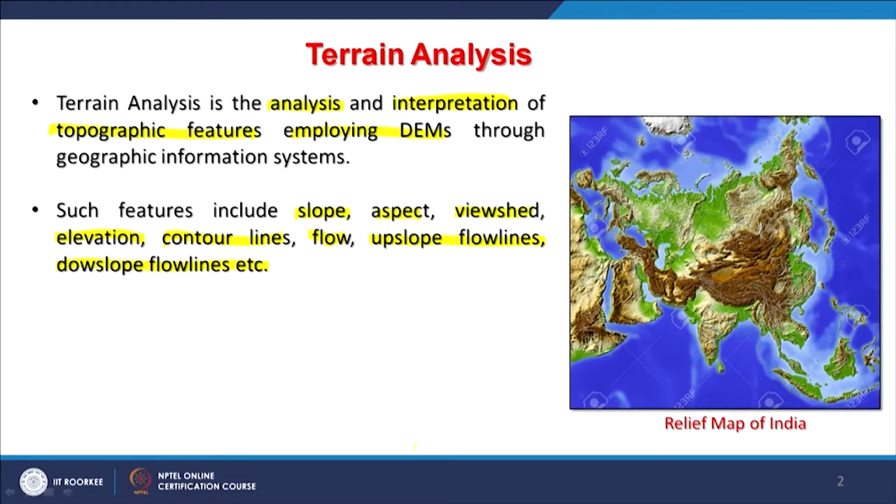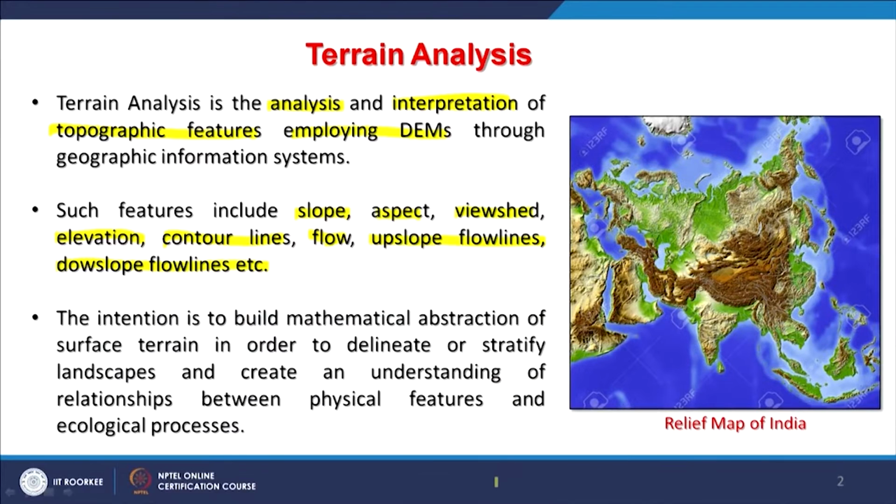Most of those are part of terrain analysis, and in modern days we employ digital elevation models on a GIS platform and perform this terrain analysis. Earlier, when we didn't have these facilities, terrain analysis was performed either using aerial photographs or survey topo sheets. But now we have the advantage of digital elevation models and GIS.